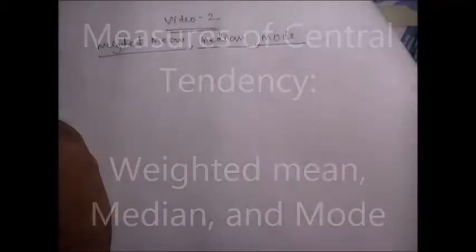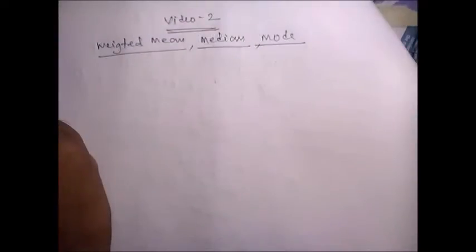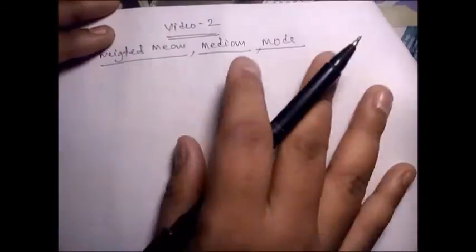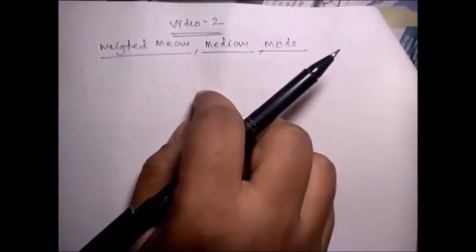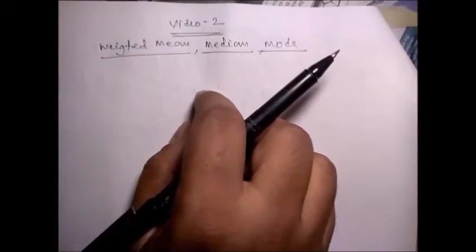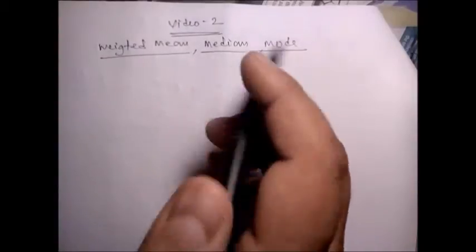In this video I am going to discuss weighted mean, median and mode. In simple arithmetic mean, all the items have equal importance. But it may be possible that all the attributes, or all the values, are not equally important. In this case we may use weighted mean.